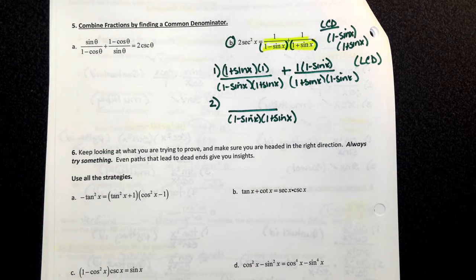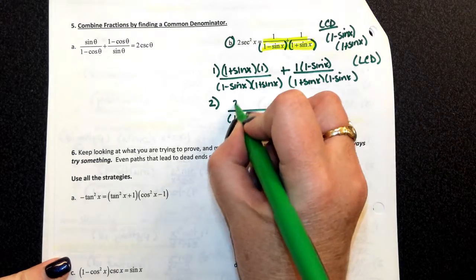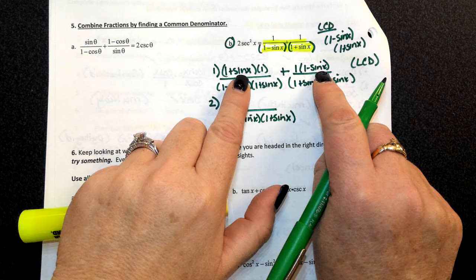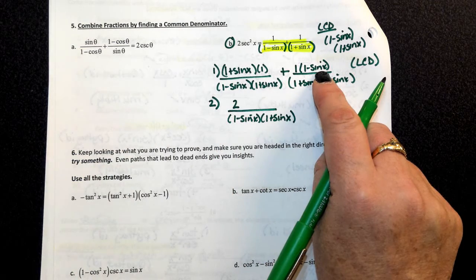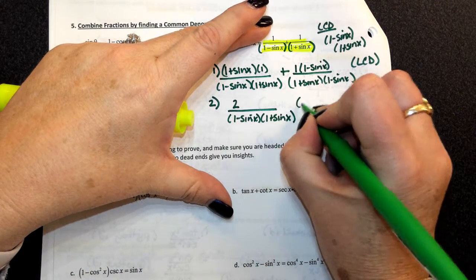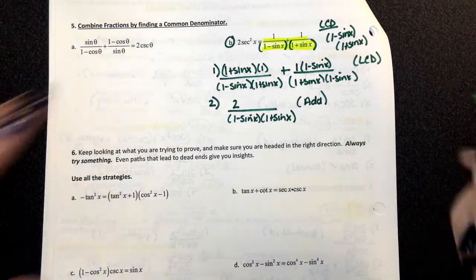Well, what are your like terms you can combine? Well, I can add 1 plus 1 together. What is 1 plus 1? 2. And then what happens with your plus sine x and minus sine x? Cancel out, exactly. So here I just added the fractions together.